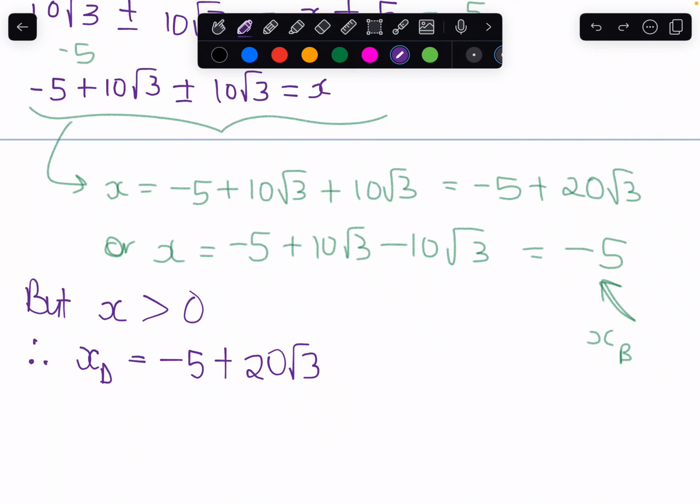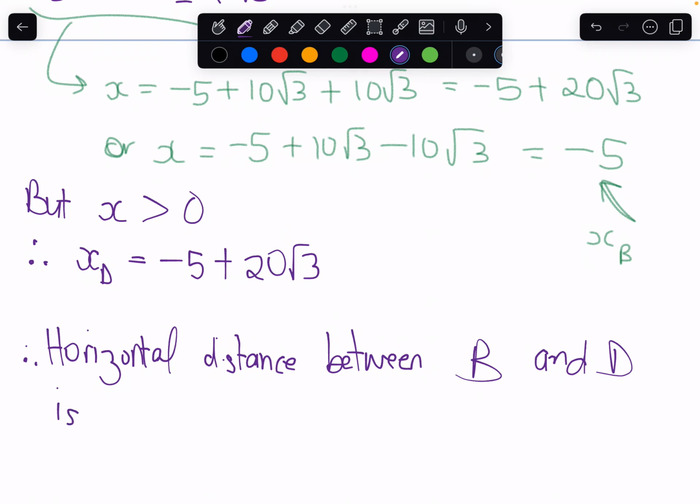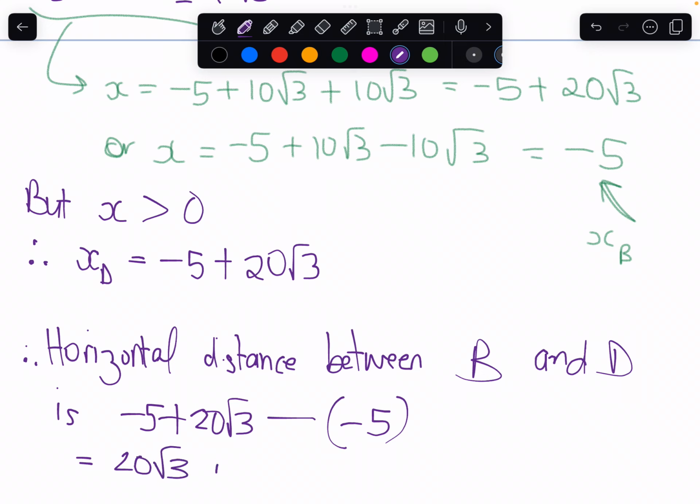So that is the x-coordinate of D, and so therefore the horizontal distance between the point B and the point D would be the x-coordinate of D minus the x-coordinate of B. So that would be negative 5 plus 5, so that cancels out. So you're just left with 20 root 3 units.